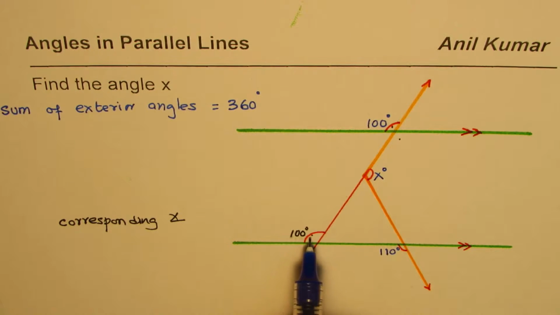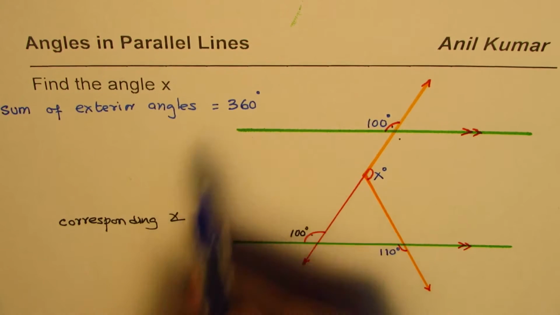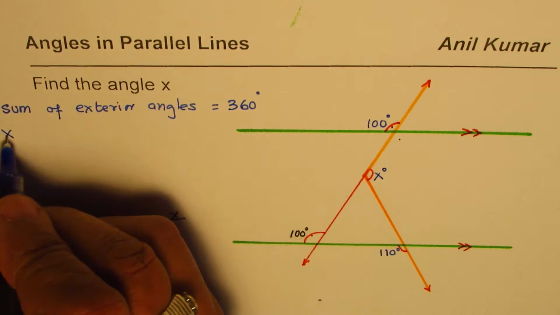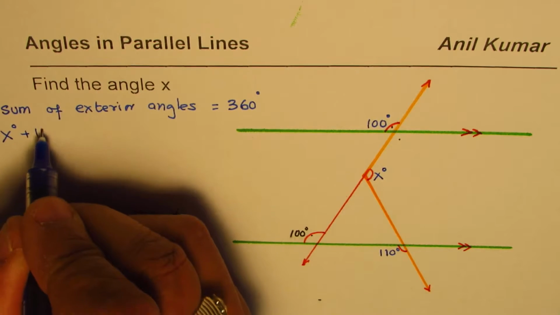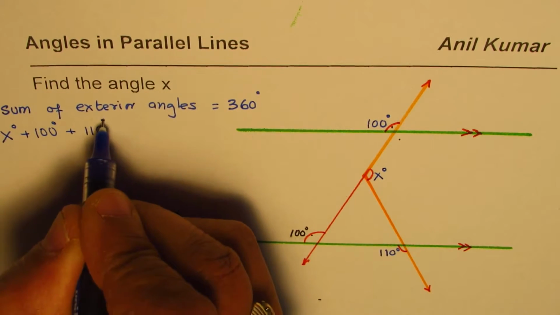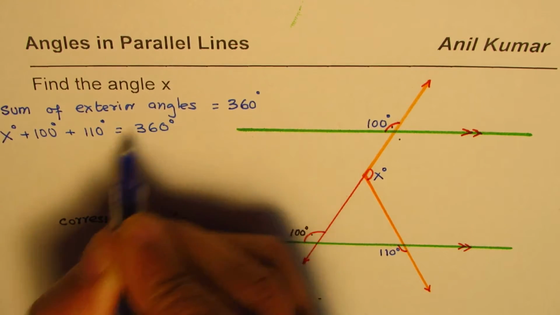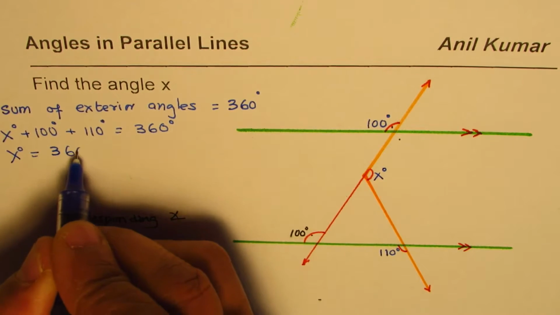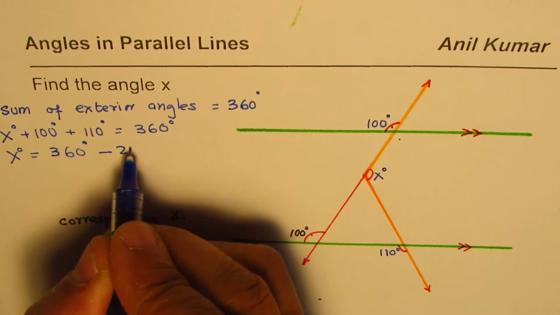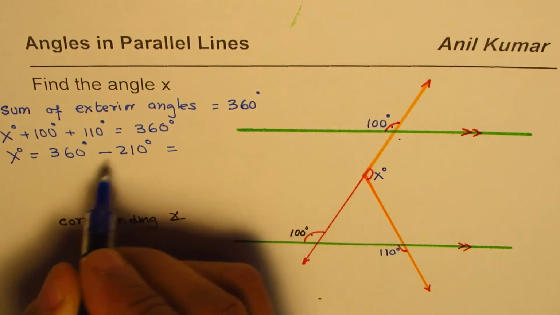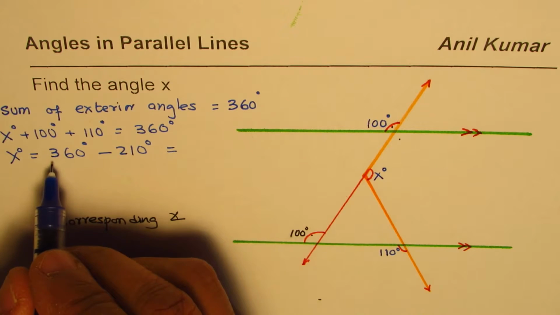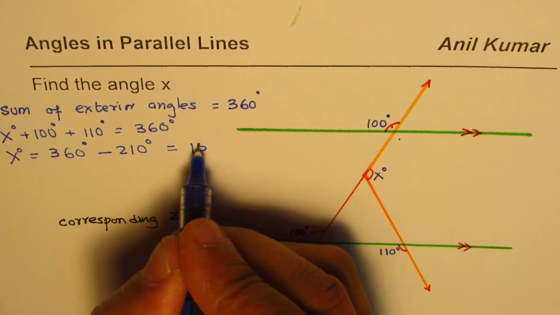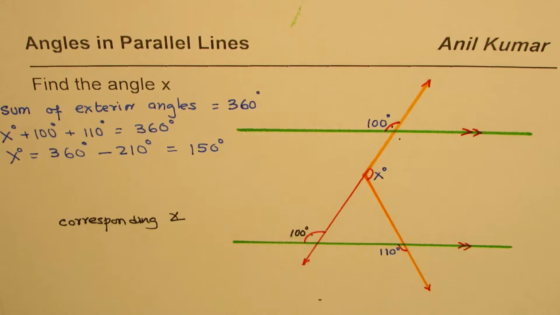So the sum of 100, 110 and x has to be 360 degrees, right? So we have x degrees plus 100 degrees plus 110 degrees is equal to 360 degrees, correct? And from there we can find what x is. So x is 360 degrees minus 210 degrees, and that gives us 150 degrees. So one of the solutions is 150 degrees. This is one solution.